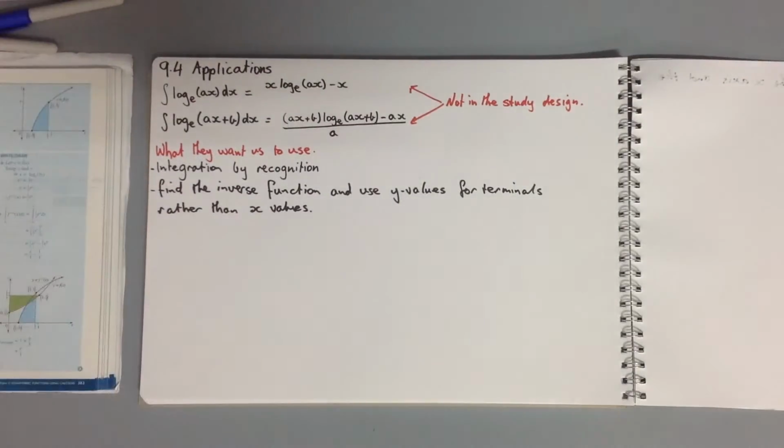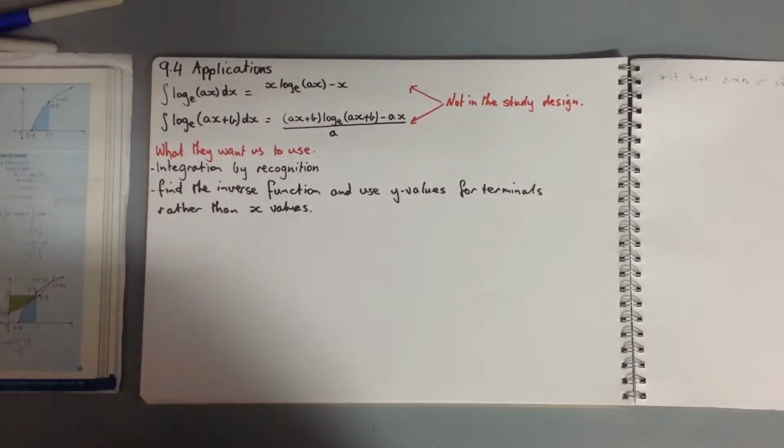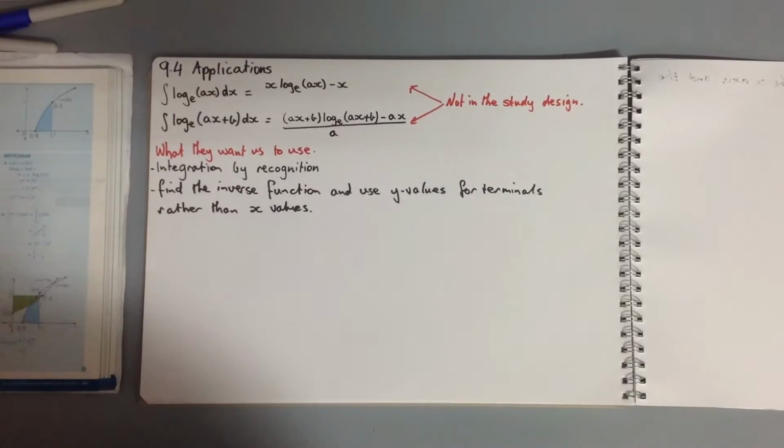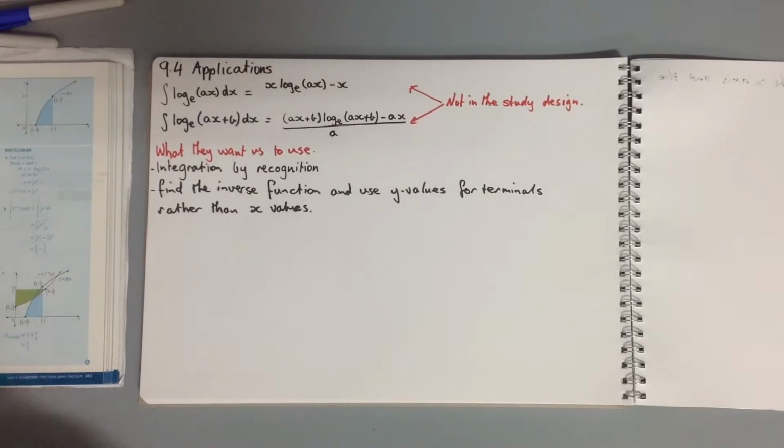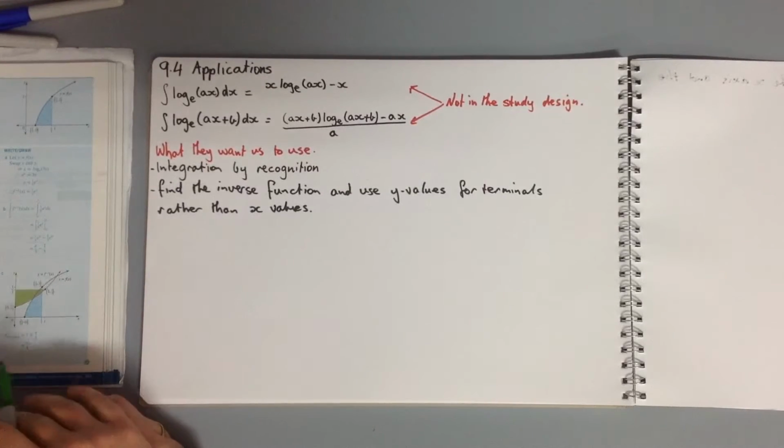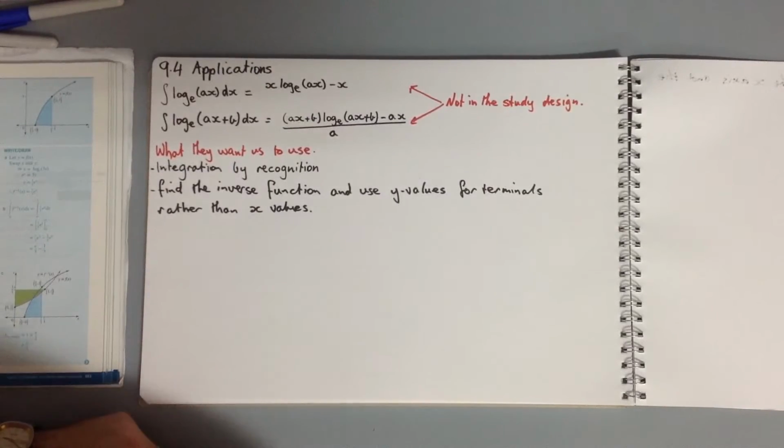Okay, in this tutorial we're looking at section 9.4, which is on applications. In this section our applications are often looking at finding areas under log graphs. It's not actually in the course about integrating log functions, but I've put it in for completeness, and you can actually use them. There's no problem using these identities if you want to use them.